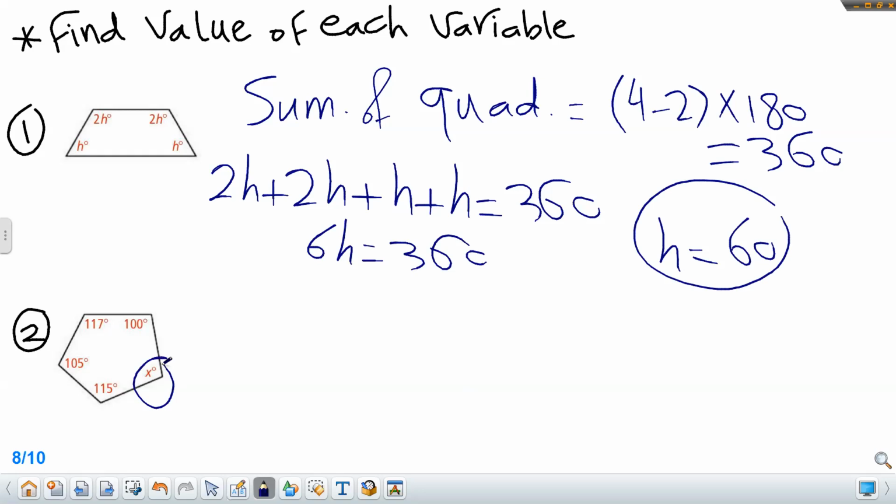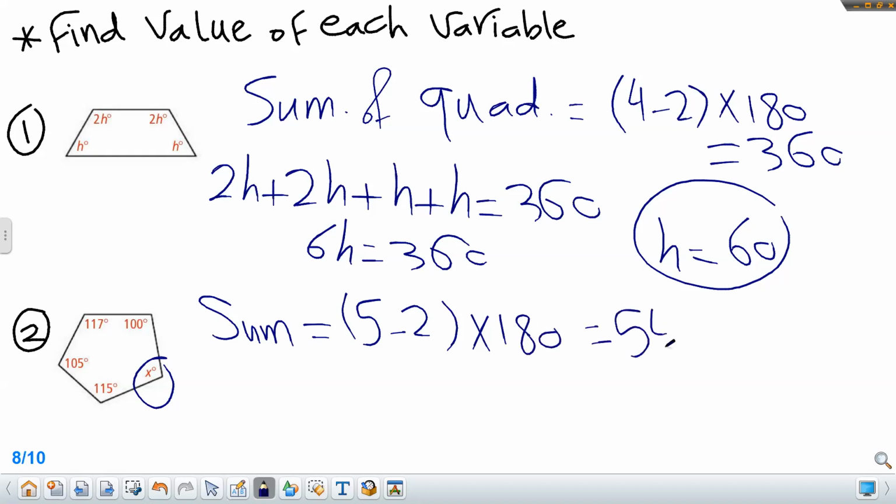Pentagon, hexagon, heptagon? Yes, good, pentagon, because it has 5 sides. So first, you must find the sum of the measures of the interior angles. How? By the same formula as the previous set: n minus 2, all times 180. It will be 540 degrees.